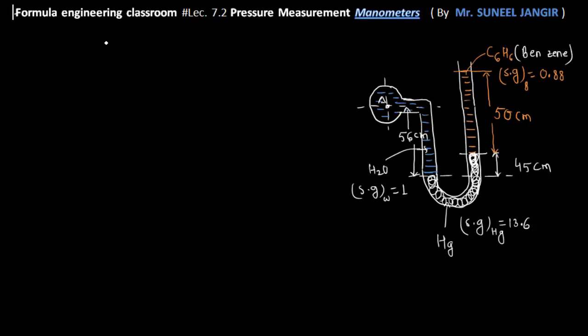And as we discussed in the previous lecture, how we can measure the positive gauge pressure by using the U-tube manometer. In this lecture, we will discuss one problem, and after that, we will understand how we can measure the negative gauge pressure at a particular gauge point.